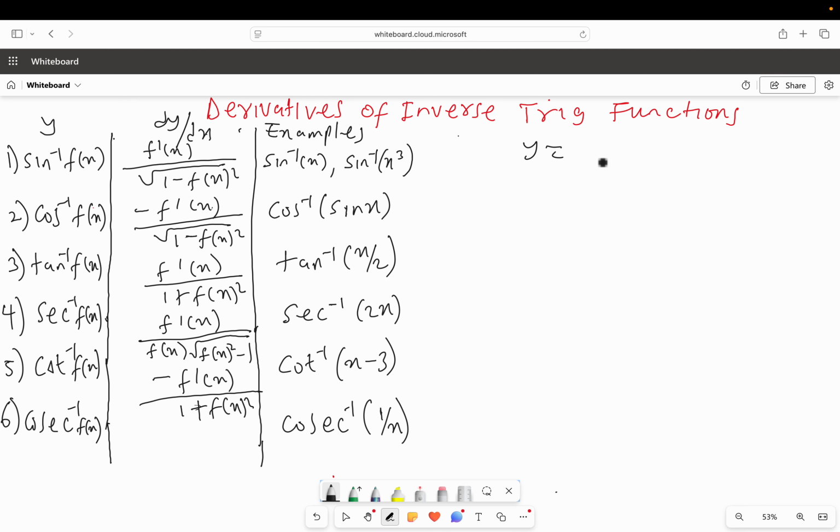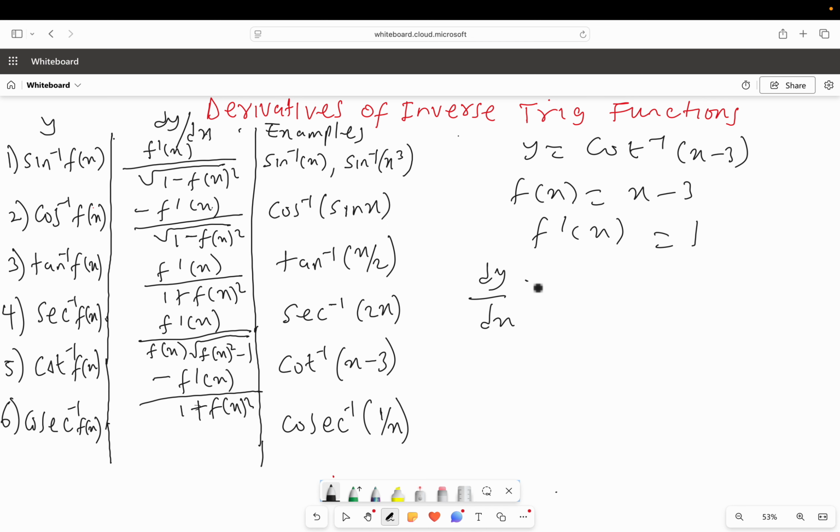So y is equal to cot inverse of x minus 3. So it means my f of x is x minus 3. My f prime of x will just be 1. So my dy dx will just be minus 1 all over 1 plus x minus 3 squared. So this is my solution.